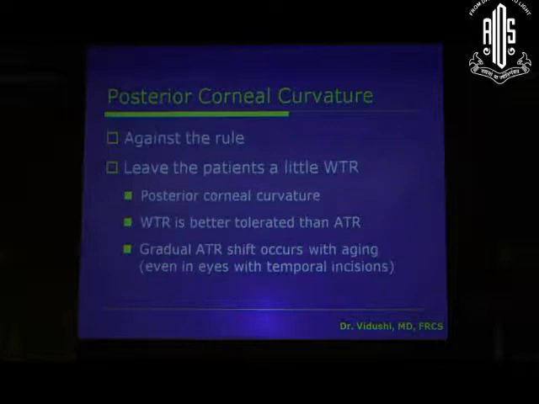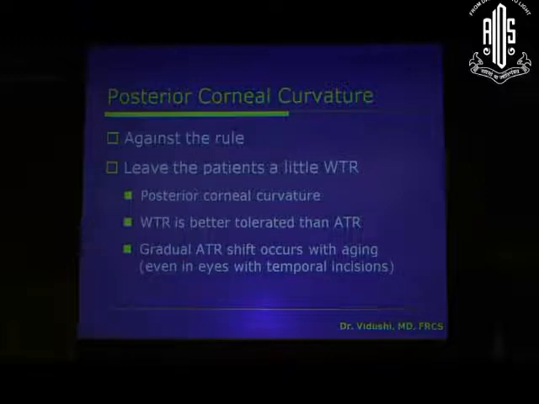There are quite a few studies that have been done recently about the patient's posterior corneal curvature that may add to the total toricity of the cornea. A posterior corneal curvature is normally against the rule, and therefore, of course, the aim that you have is to leave the patient with zero cylinder. But if you have to choose between with the rule and against the rule, it is better to leave the patient a little with the rule.